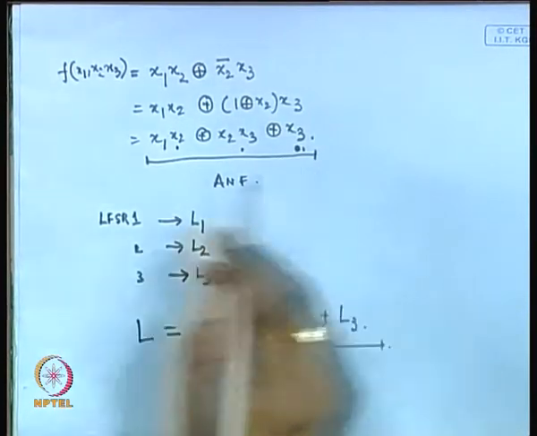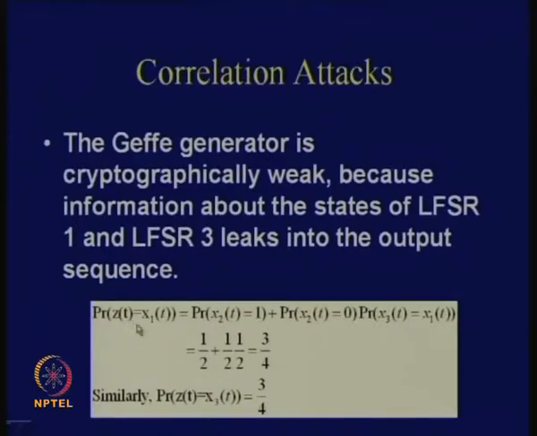Therefore, you can write the probability that zt is equal to x1t as the probability that x2 is equal to 1, plus the probability that x2 is equal to 0 and x3t is equal to x1t. What is the probability of this? If you assume that your inputs are independently and randomly chosen, then x2 equal to 1 has a probability of half, x2 equal to 0 has a probability of half, and x3t equal to x1t is also half. Therefore, this probability works out to 3 by 4. Similarly, you can show that the probability that zt is equal to x3t is also 3 by 4.